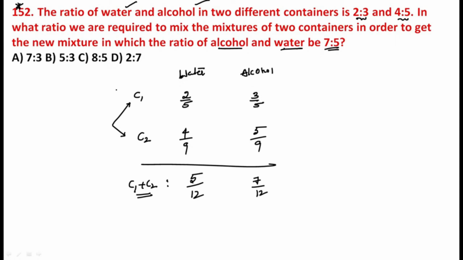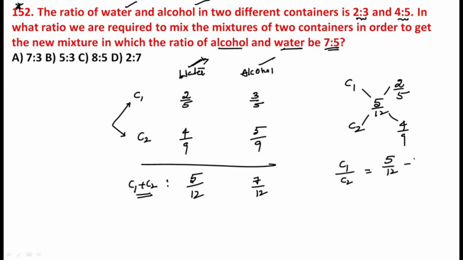For solving these questions, guys, you can frame an equation either through alcohol or water. So I just take water here. In container one, the water content is 2 by 5. Container 2, the water content is 4 by 9. If both are mixed together, the water content is 5 by 12. Guys, you can take either alcohol or water, you can get the C1 to C2 ratio. Now C1 by C2 is exactly equal to 5 by 12 minus 4 by 9, over 2 by 5 minus 5 by 12.